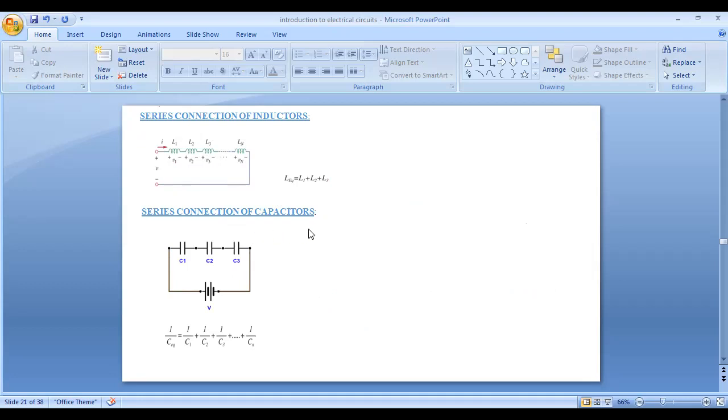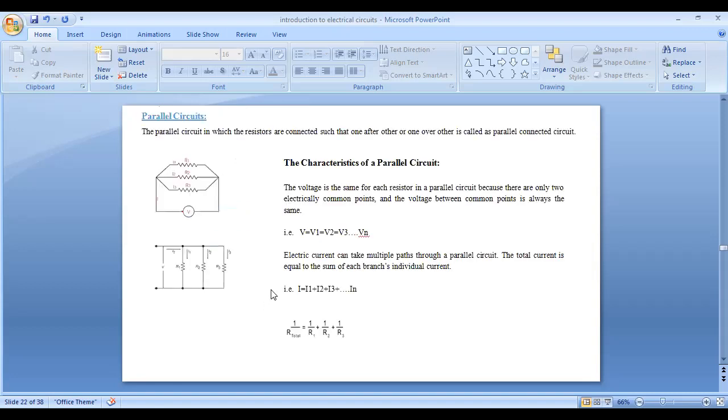And series connection of capacitors: if two or more capacitors are connected in series, then the total capacitance is 1 by C equivalent is equal to 1 by C1 plus 1 by C2 plus 1 by C3. If you connect n number of capacitors in series, then the equivalent value is 1 by C equivalent is equal to 1 by C1 plus 1 by C2 plus 1 by C3 plus so on 1 by Cn.